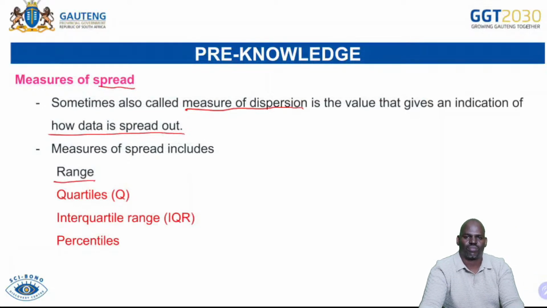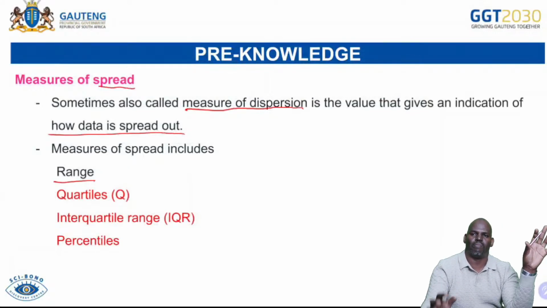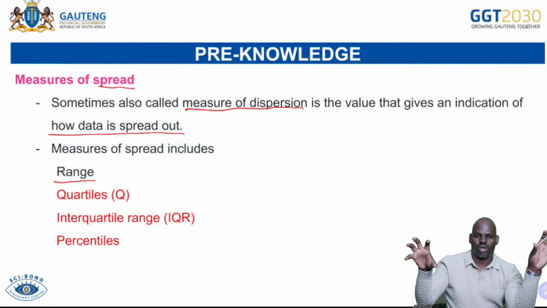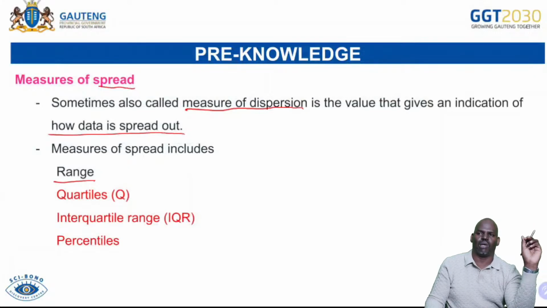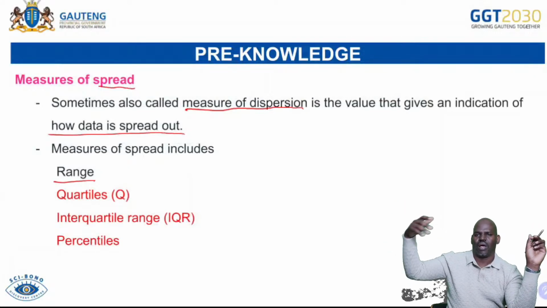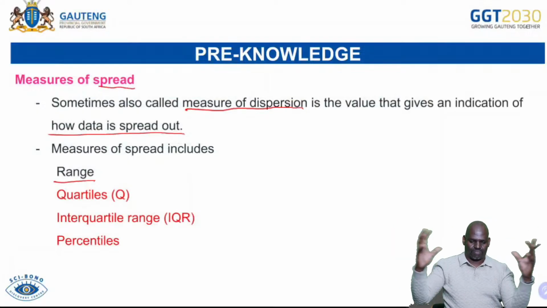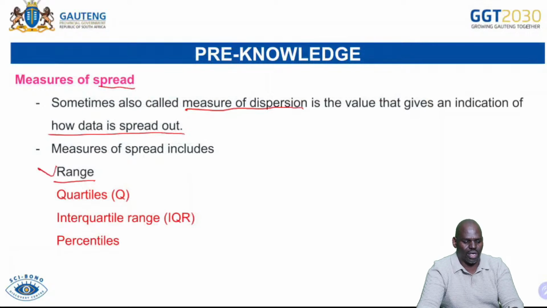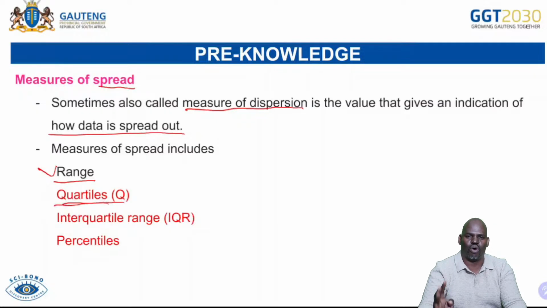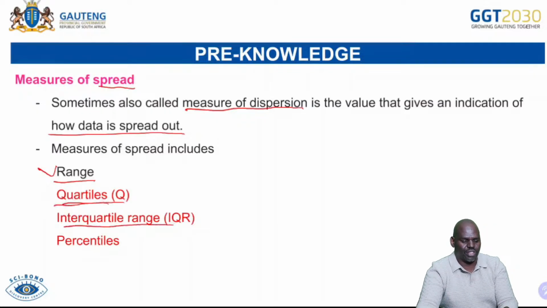We look at the range. We know that the range means the biggest value, or the highest value, minus the lowest value. So if you've got a learner who's got, let's say, 10% or 20%, and a learner who's got 90%, you will see that those marks are very far from each other. In that case, we are going to use the range. And then, of course, quartiles, which divide a data set into 4 equal parts. Interquartile range, we all know that it's quartile 3 minus quartile 1, and then percentile.